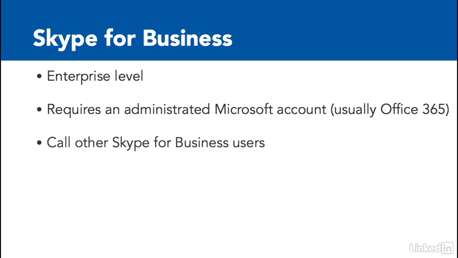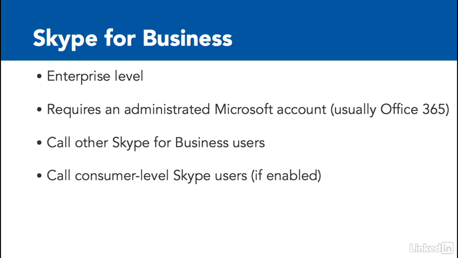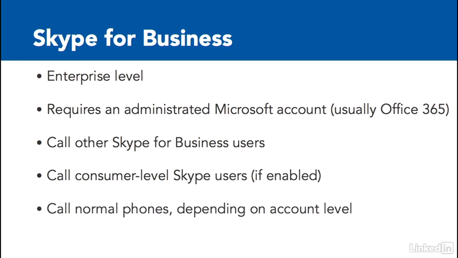Skype for Business easily facilitates communication between other Skype for Business users in your organization, and if your administrator enables the feature, you can also communicate with Skype for Business users in other organizations. You can also use Skype for Business to talk to somebody using the consumer-level Skype service, but that's only true for Windows users, and it's another feature that your administrator will need to enable before you can use it. Depending on the specific plan your organization has, you may be able to call people on normal telephones as well, but in this course, we'll be focusing on communication with other Skype for Business users.